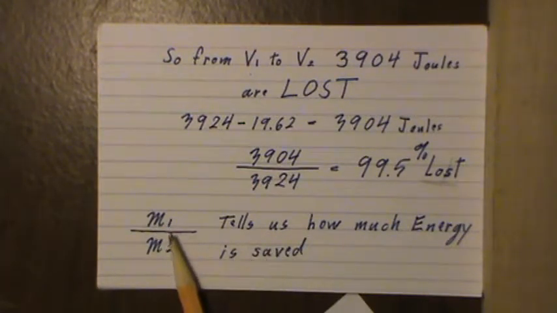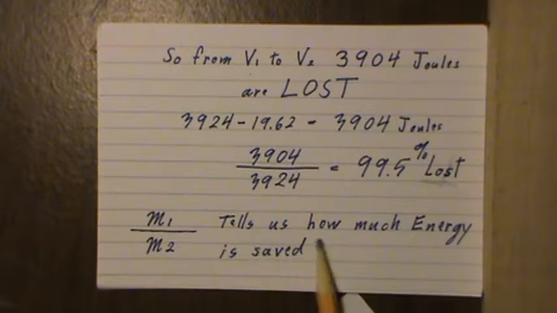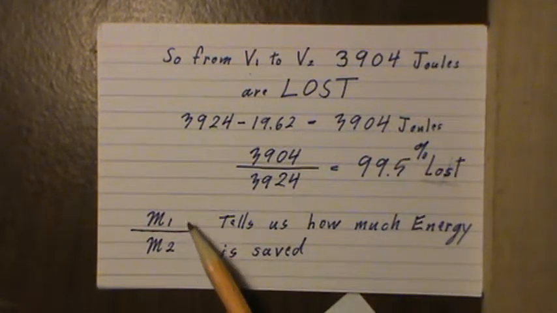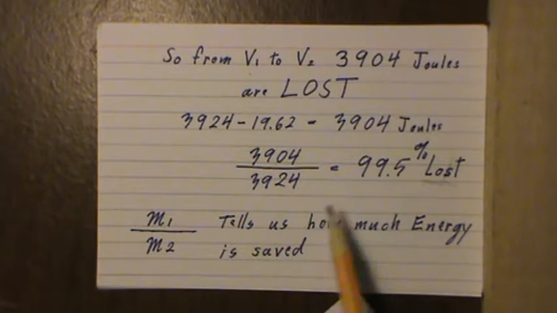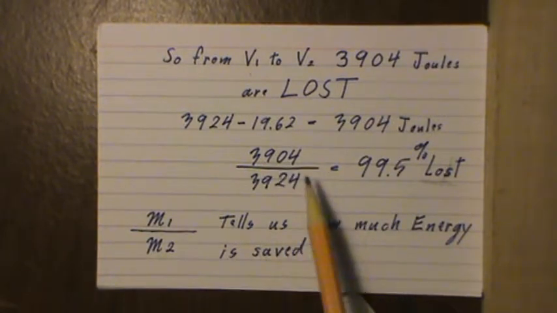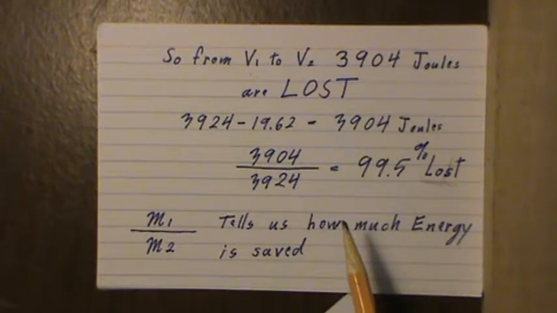Now, interesting enough, M1 over M2 will tell us the quantity of energy that is saved. In this situation, it was 10 over 2,000, which would be 1 over 200. Only 1/200th of the energy of this system was saved. The rest was lost.